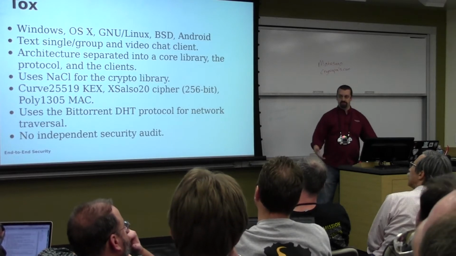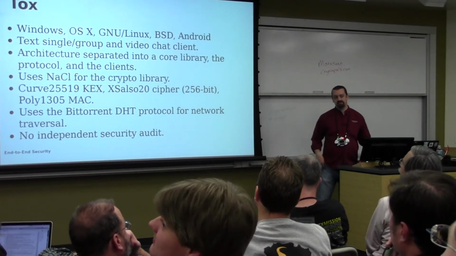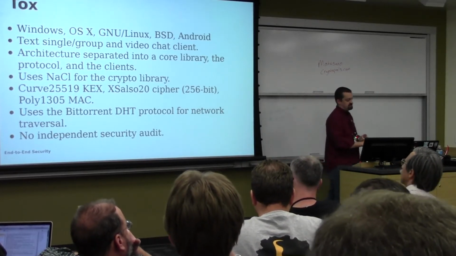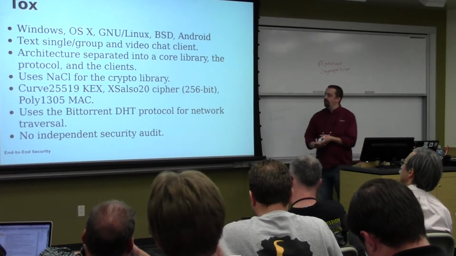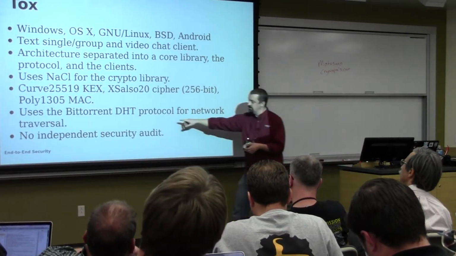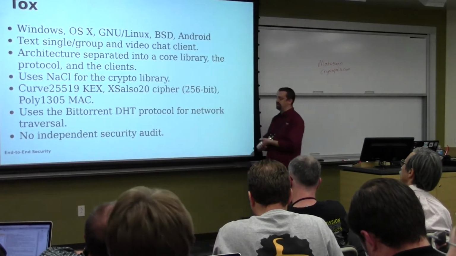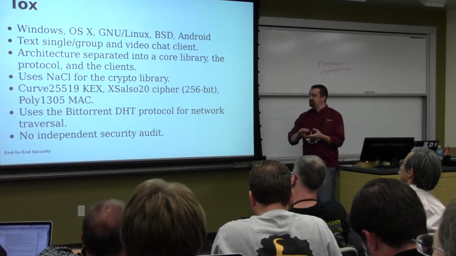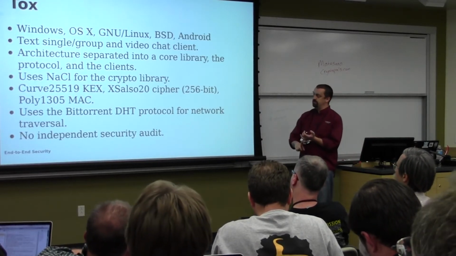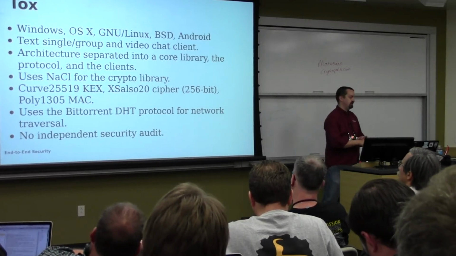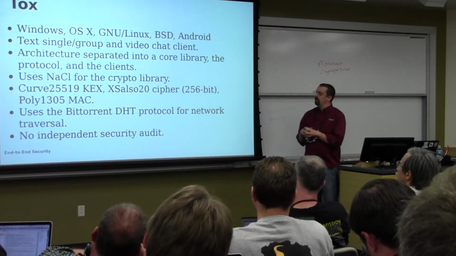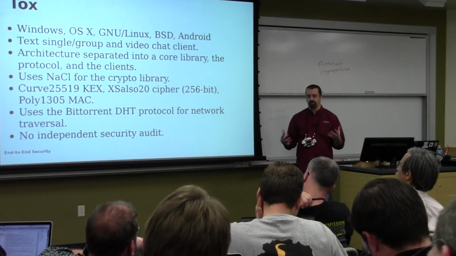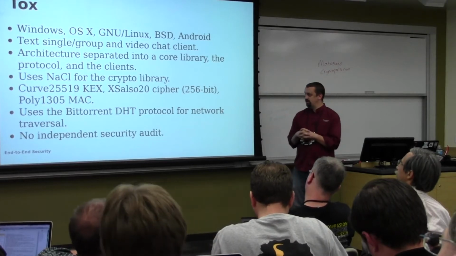A couple others, since we're out of time, I'll just go through these quickly. Tox, if you're not familiar with it, is designed to be a Skype replacement. It's fully decentralized. It's peer-to-peer. It uses the BitTorrent distributed hash table protocol, the DHT protocol, for network traversal. But it supports text, single and group chat, as well as video chat. I use it quite a bit. Works really well, actually. The architecture is separated into a core library, the protocol, and the clients, so it's trivial, or flexible, I should say, to design your own clients.